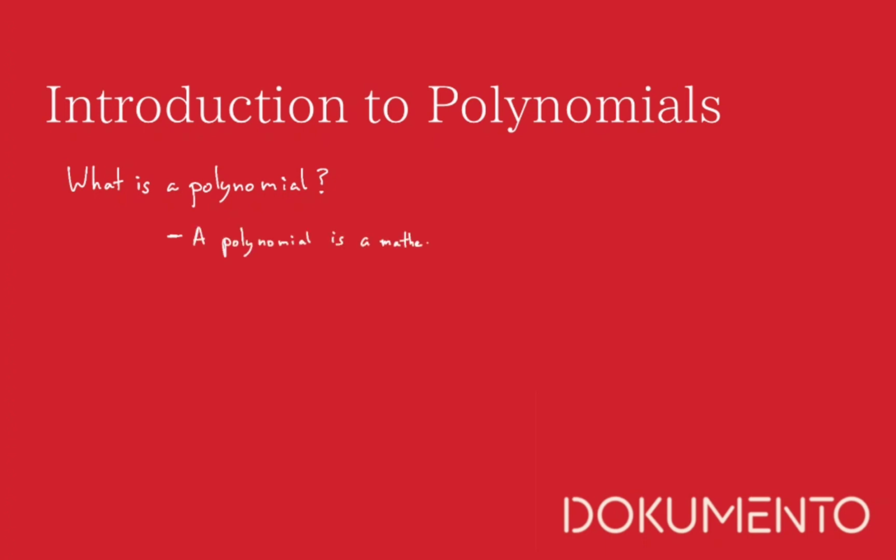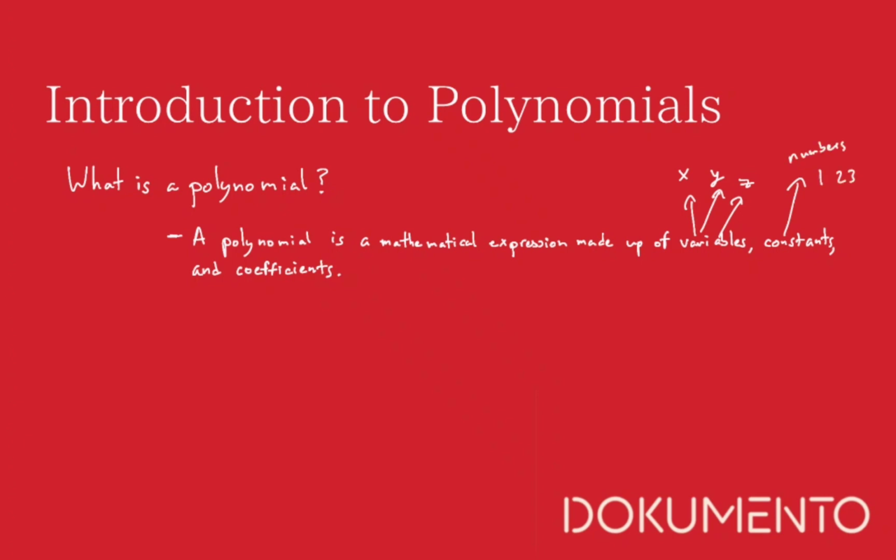A polynomial is a mathematical expression made up of variables, constants, and coefficients. So our variables are just what we mark as our unknowns, which are denoted by x, y, and z. Our constants are just our numbers like 1, 2, 3, 4, etc. And our coefficients are the numbers that we place in front of our variables. So they multiply our variables. And then we can do math to these components. So they are combined using addition, subtraction, and multiplication.